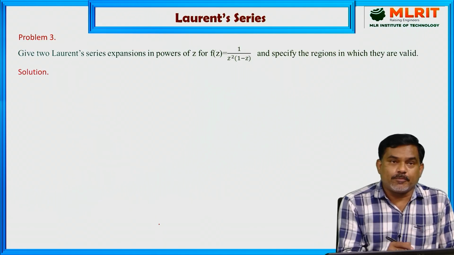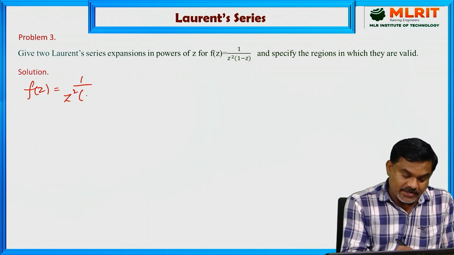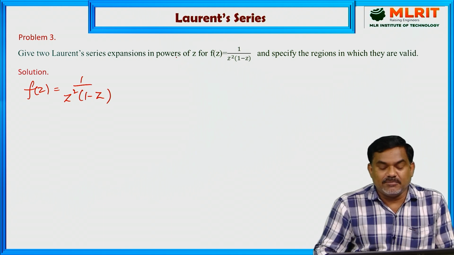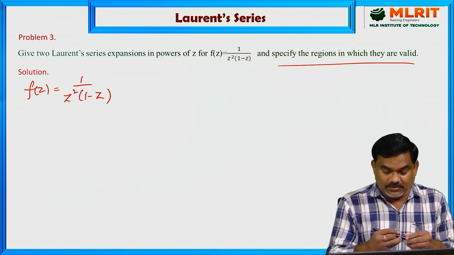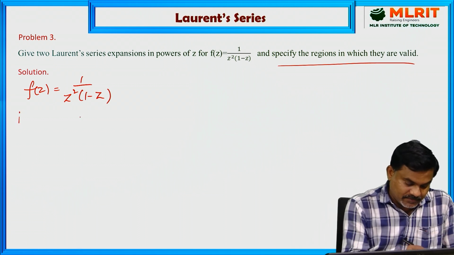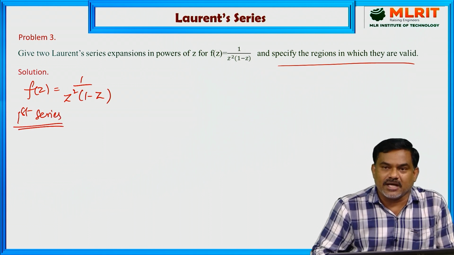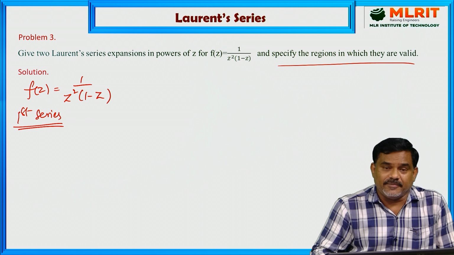Let us solve one more problem. Given f of z is 1 by z square into 1 minus z, give two Laurent series expansions in powers of z and specify the region in which they are valid. Here, there exist two different Laurent series. As we discussed in the introductory part, the Taylor series expansion is unique for the given region, but here if there are different regions of validity, then we will get different Laurent series expansions.